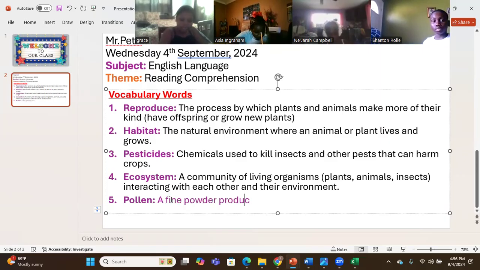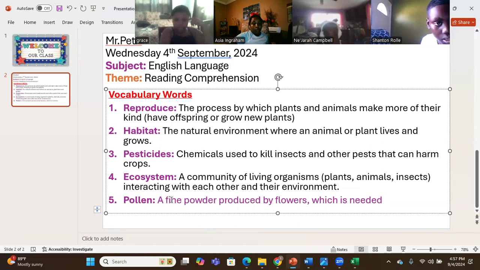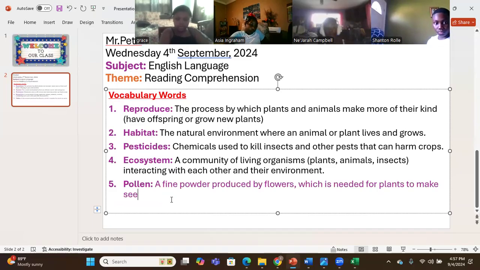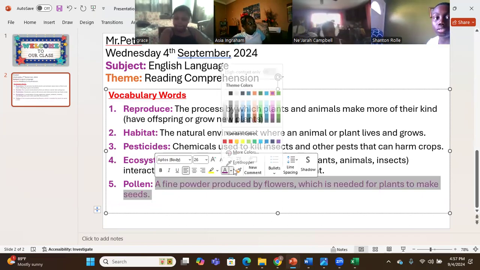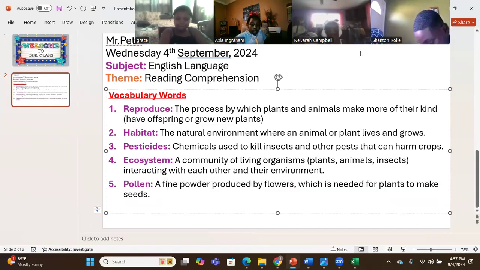So pollen is a fine powder produced by flowers. And what do you think they need it for? To make honey? No, I mean the flowers. It is needed for plants to make seeds. Not to grow, but it's a way that they can reproduce, all right? To make more plants, pollen.